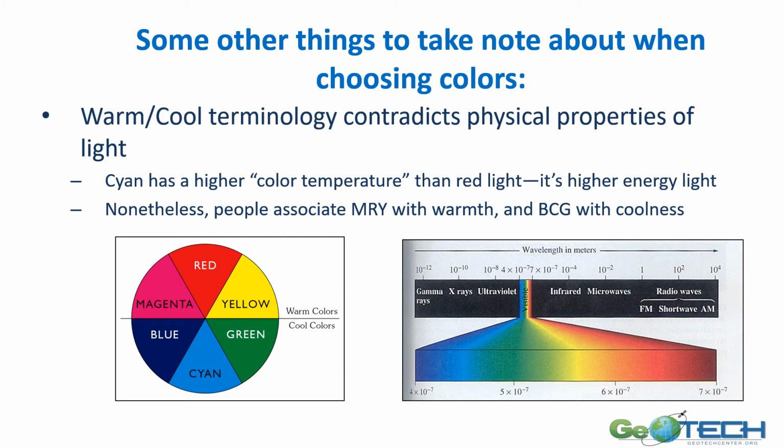Some other things to take note about when choosing colors, again, is warm color or cool color. Cyan has a color temperature higher than the red because it's higher in energy, but people really feel that those colors are warmth where the other colors represent coolness.